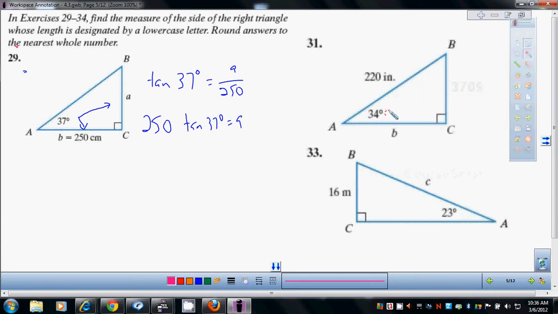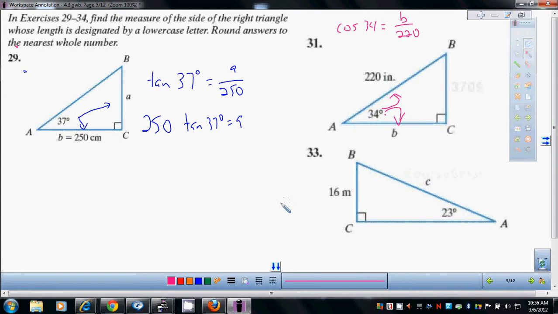We don't know the opposite. We're looking for the adjacent. We've got the hypotenuse, and that is which trig function? Cosine. Cosine 34 equals adjacent over hypotenuse. Multiply, and just plug it in. 220 times cosine 34 and you're done.